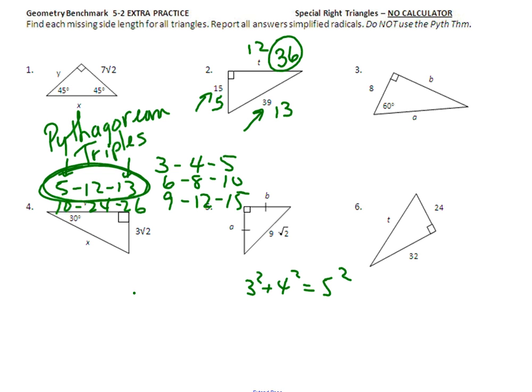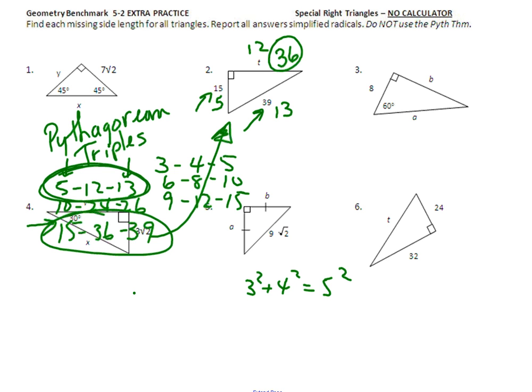You don't really have to show any work for this. Just know that this is part of a Pythagorean triple. If I continue this process, I'll get 5, 10, 15, 12, 24, 36, 13, 26, 39. So there's a triangle I just did right here.